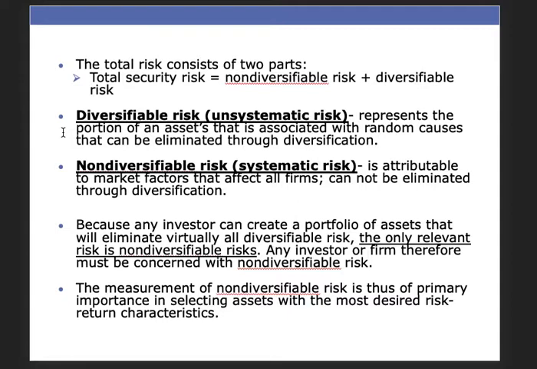unsystematic risk. This risk represents the portion of an asset's risk that is associated with random causes that can be eliminated through diversification. That's why it is called diversifiable, because it can be eliminated through diversification. While the non-diversifiable risk cannot be diversified or eliminated, this is the systematic risk. It is attributable to market factors that affect all firms and cannot be eliminated through diversification. This one is also called the uncontrollable risk, the non-diversifiable. Just now the diversifiable was the controllable risk.